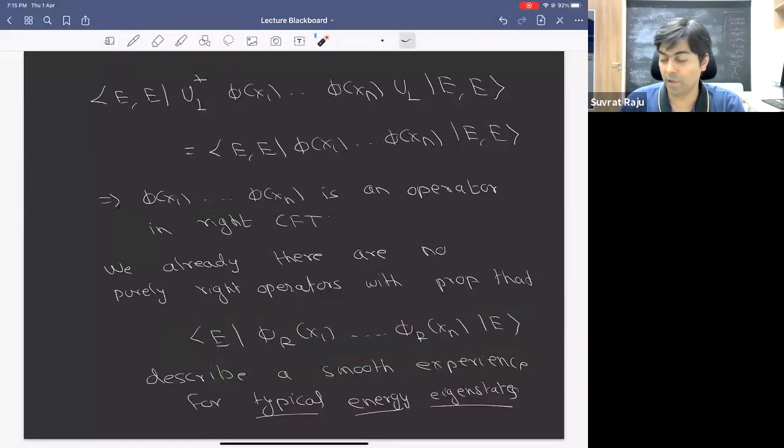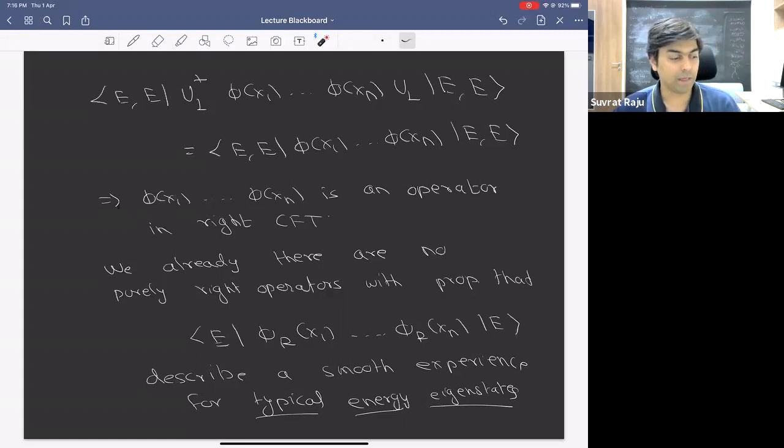But basically, the physical point is very simple. We have reduced the eternal black hole case to a single-sided black hole case. And now we already know from the paradoxes yesterday that in a single-sided black hole, you cannot find fixed state-independent operators which describe the experience of an infalling observer. And that tells you that such operators also cannot exist in the eternal black hole.